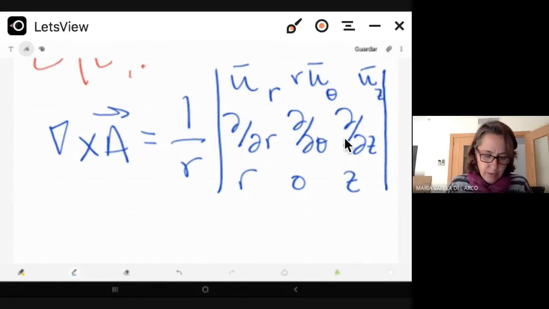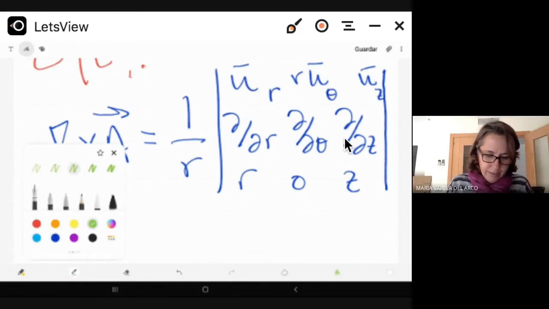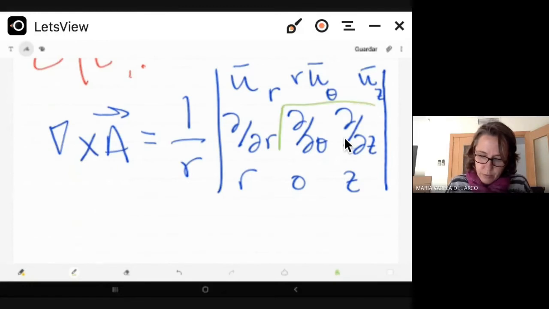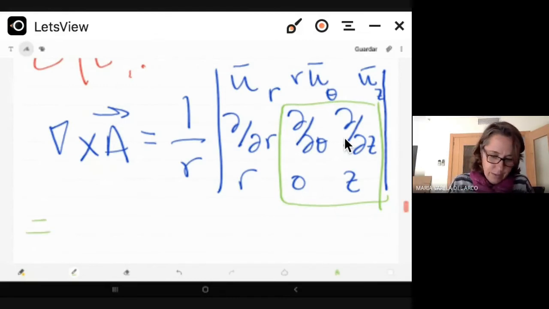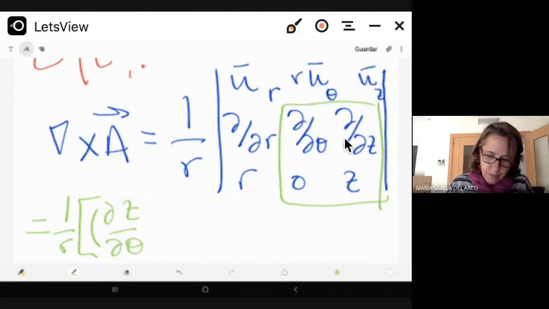For example, the first component here, green is a good color. The radial component, we need to get done this little box here and multiply the UR, okay? But then what do we have here? Partial derivative with respect to theta of what? Of z. I can already start thinking that this is not going very far. Minus the derivative with respect to z of what? Of zero. And this will be the radial component of my rotational. Obviously, this vanishes and so does this one.